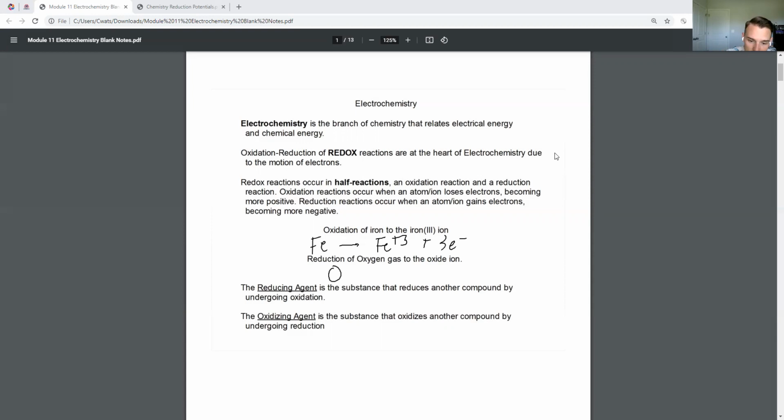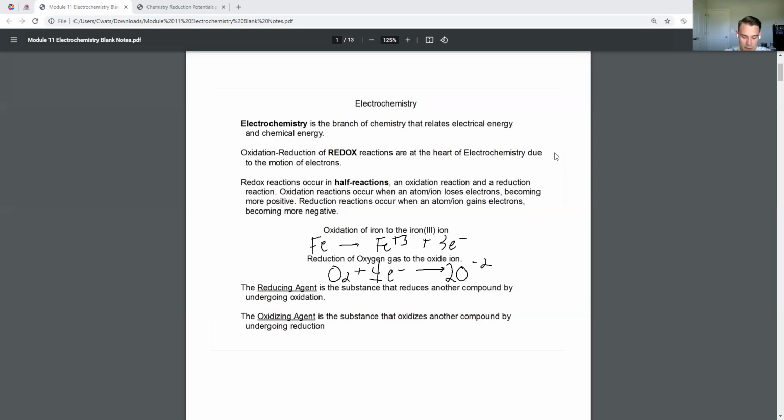For oxygen reduction, it's going to be gaining an indeterminate number of electrons that we will determine in a second, and it's turning into the oxide ion. Right off the bat, I have 2 oxygens on the left and only 1 on the right, so I need to put a 2 there. Now to balance the charge, there's a -4 on the right side from the 2 -2s, which means I need 4 electrons in this case.